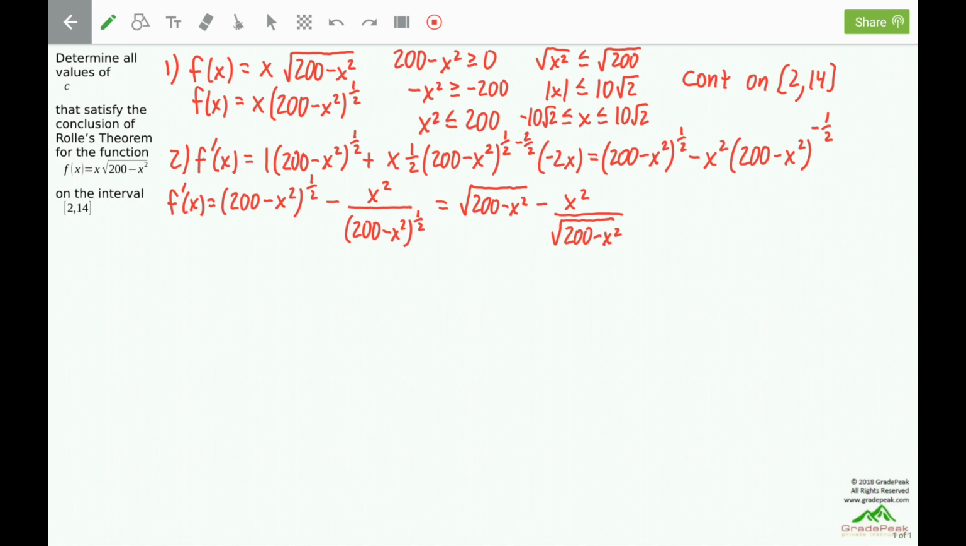What we want to do with the derivative is determine if it's continuous. It's called differentiable on the open interval. In order to determine that, we will need to get this to a single fraction. So we need to produce a common denominator between the two terms. Well, the first term doesn't have a denominator at all. The second term has that as the denominator, so we can multiply the first term, the square root of 200 minus x squared, by the square root of 200 minus x squared over itself. To get the common denominator, let's leave the second term alone.